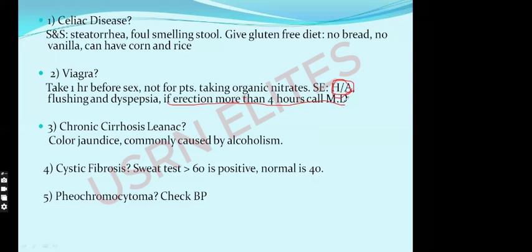You have to call your healthcare provider or your medical doctor, whoever is your head.